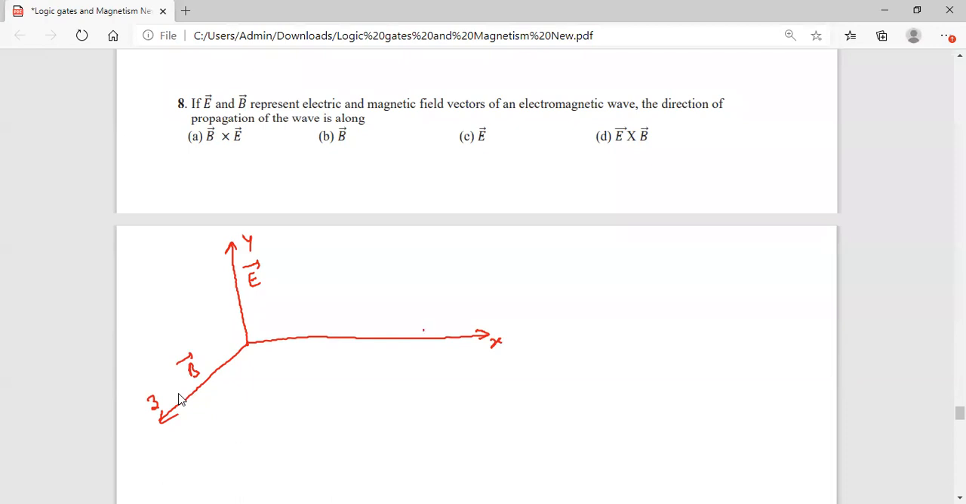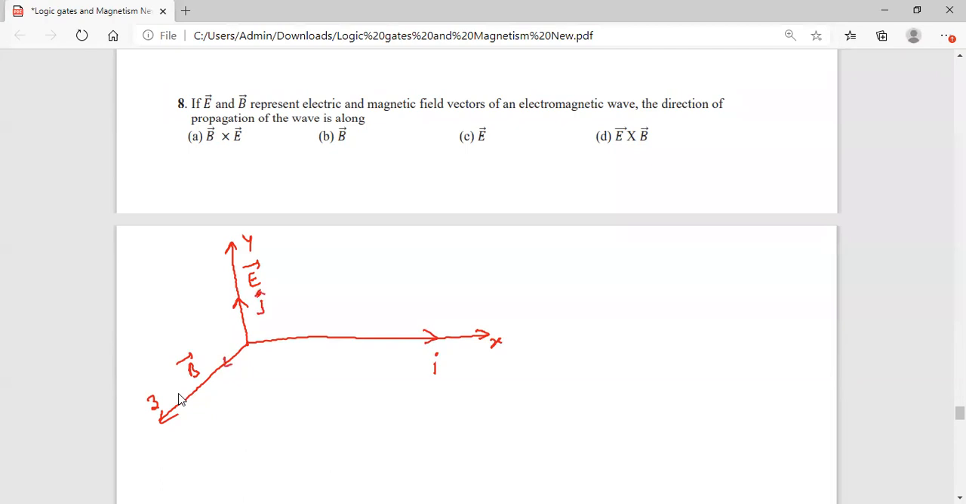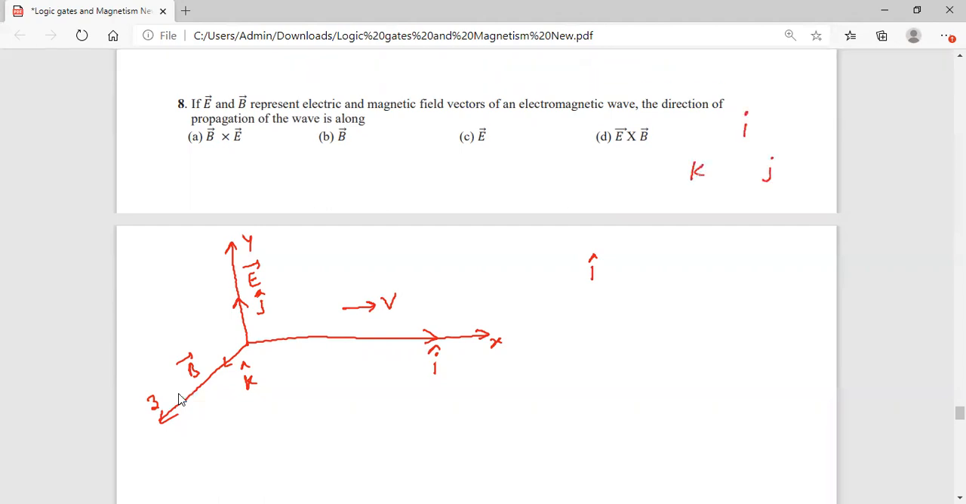Now the direction along the x axis is represented by i cap. The direction along the y axis is represented by j cap. And direction along the z axis is represented by k cap. So now the direction of propagation of the wave means the wave will be propagated in this direction, represented by i cap. We know from the unit vectors i cap, j cap and k cap that j cross k becomes i cap.